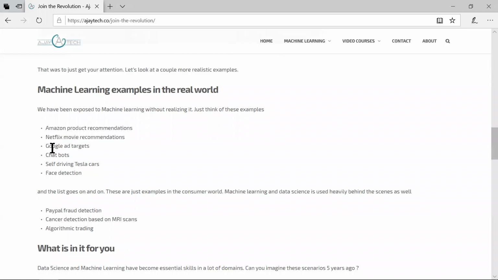Okay, next we have Google ad targets. So what do I mean by that? Let's say you're browsing a website, and you have certain keywords that you have used to reach that website, right? If you are in India, probably you'll be using Times of India or any of those news websites. Based on your keywords and what's there in that website, Google will essentially target those ads, right? You can just see it right here.